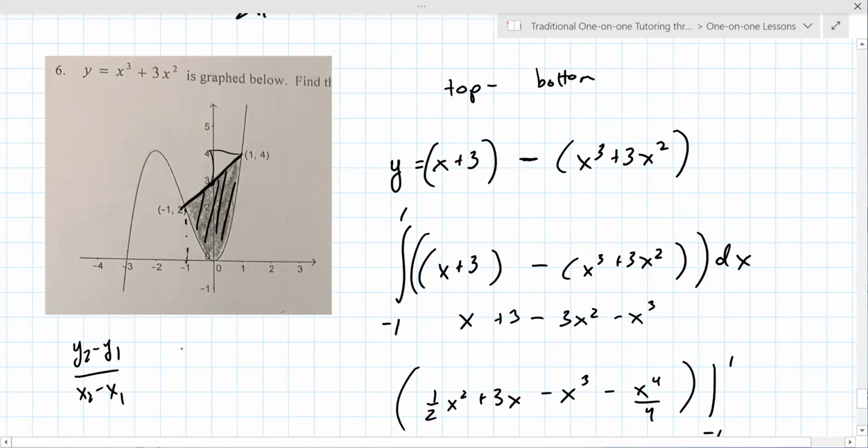You could go mx plus b, and at some point you want to do it a little faster, but as long as you get the right equation, you'll get the right answer. And 3 is just the y-intercept. It's the b value. Awesome. Okay.